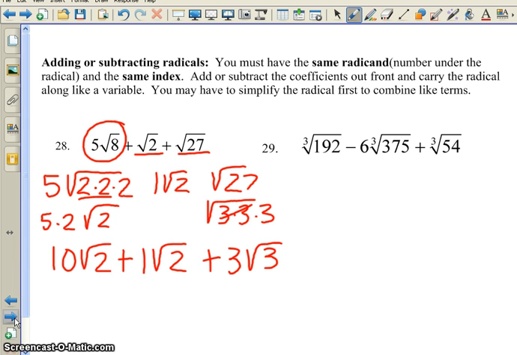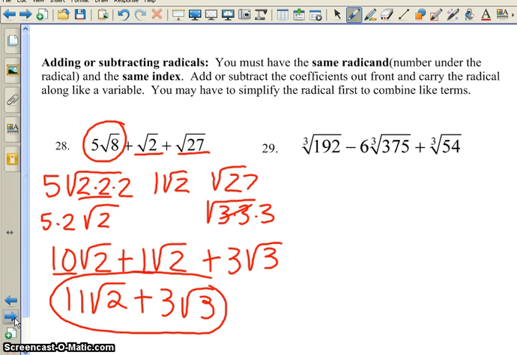Now, in order to add radicals, you must have exactly, it says up there, the same radicand and the same index. So our indexes here, the square root of 2 and the square root of 2 are the same, and the number under the radical is the same. So we add the coefficients. 10 plus 1 is 11 times the square root of 2, and then 3 times the square root of 3. They are not like terms, so that would be our final answer.